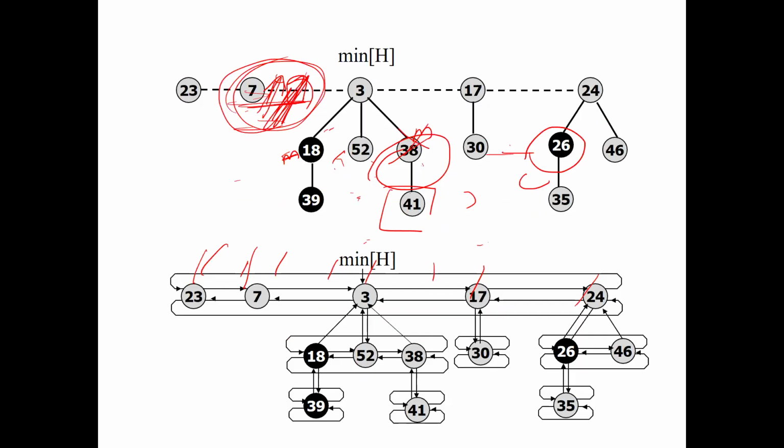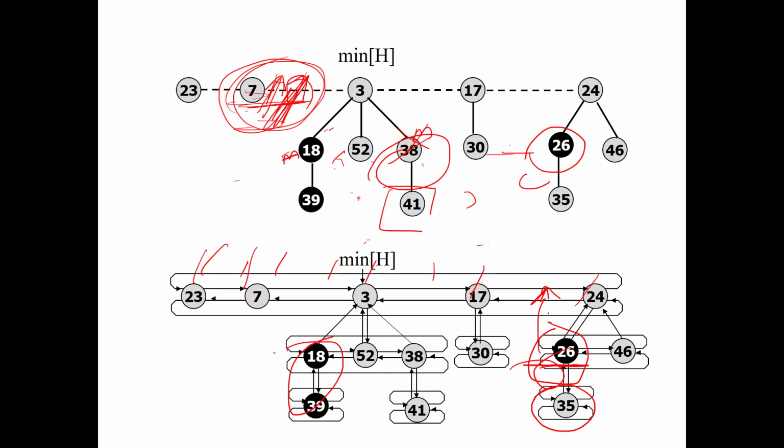So the number of marked nodes that you have here matters, because as a marked node keeps on losing its children, you have to rearrange the tree every time. Suppose 26 already lost a child in the previous state. Now it is going to lose 35 again. Then you have to remove this from here and bring it to the root level of the tree. That is what we're going to do. So you can see the number of trees in the Fibonacci heap will also increase. So that is a change in the potential energy.